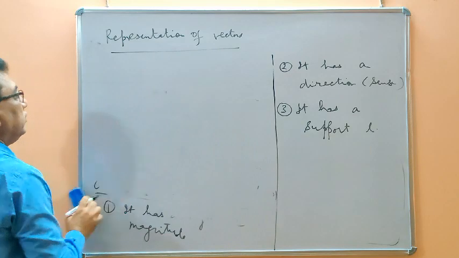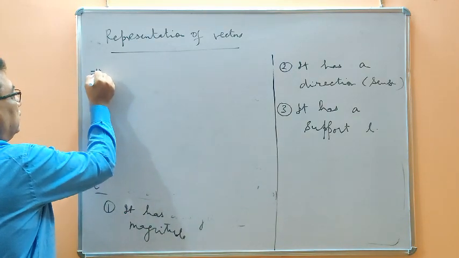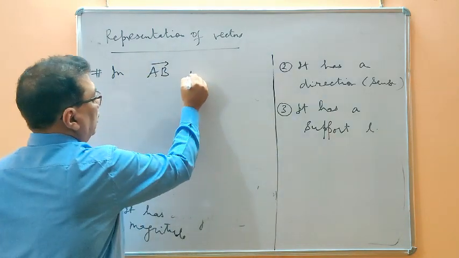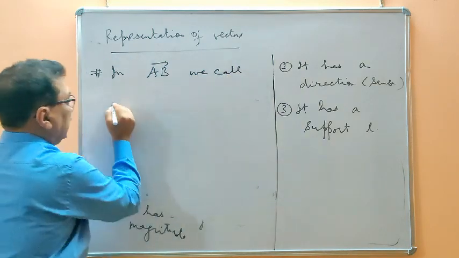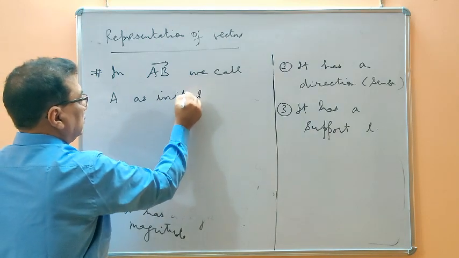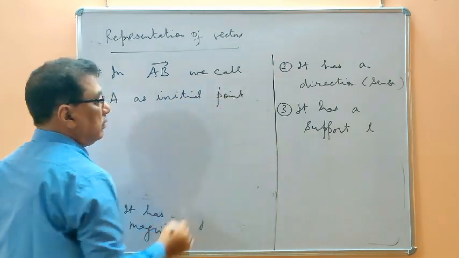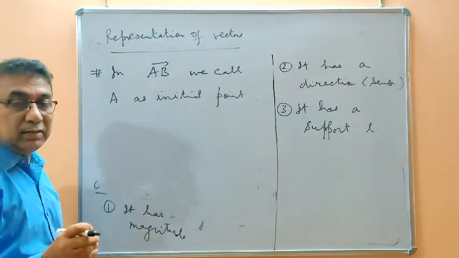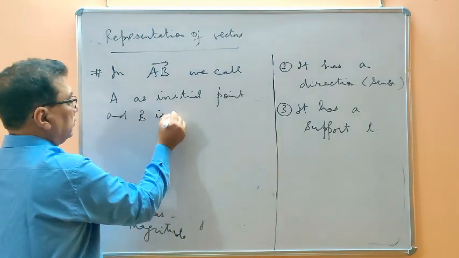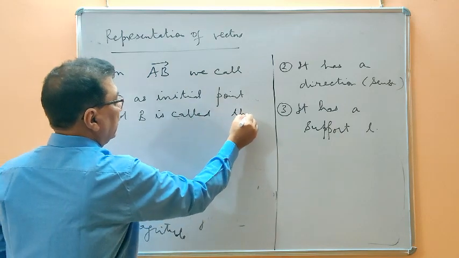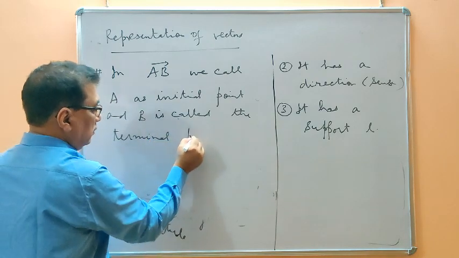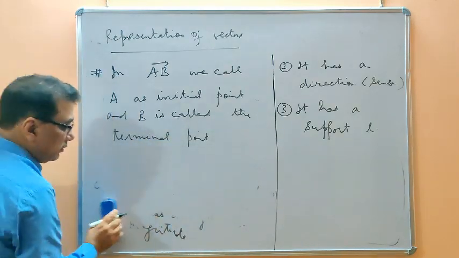Now, in the representation of this vector, we call A the initial point, initial point meaning the point from where the vector begins, and B is called the terminal point.